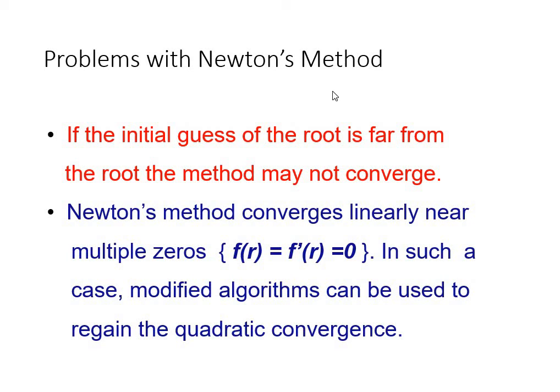Problems with Newton-Raphson's method. So if the initial guess of the root is far from the root, the method may not converge. So that's problem number one. The Newton-Raphson method converges linearly near multiple zeros. In such a case, modified algorithms can be used to regain the quadratic convergence. So when you have multiple zeros in a short space or interval, this will converge linearly instead of having quadratic convergence. Hence, modified algorithms can be used.